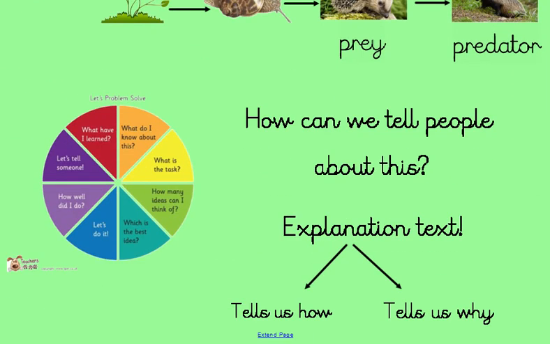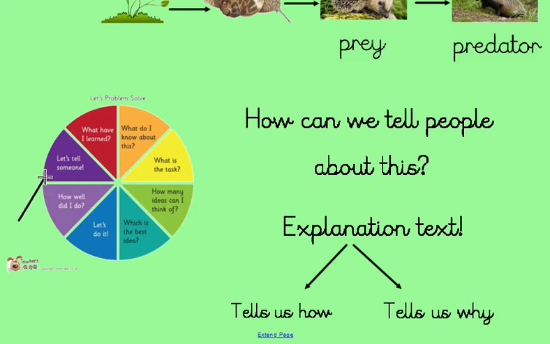So, if we look at our task wheel here, we've done a lot of learning. We've thought about questions we want to answer and what we already know about hedgehogs and gardens and food chains. We've thought about what the task is. We've thought about lots of ideas about food chains, about gardens, about hedgehogs. And we're coming around to the let's tell someone part.